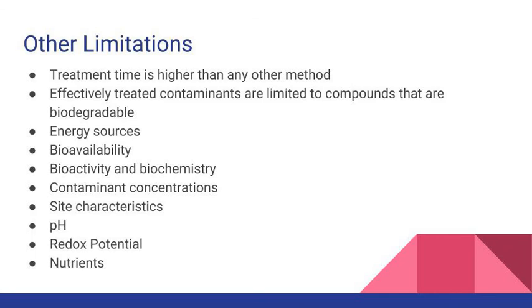This includes energy sources, where one primary variable affecting the activity of the bacteria is the availability and the ability of the reduced organic material to serve as an energy source. Whether a contaminant may serve as an effective energy source for an anaerobic heterotrophic organism is a function of the average oxidation state of the carbon in the material. Another limiting factor is the bioactivity and the biochemistry.